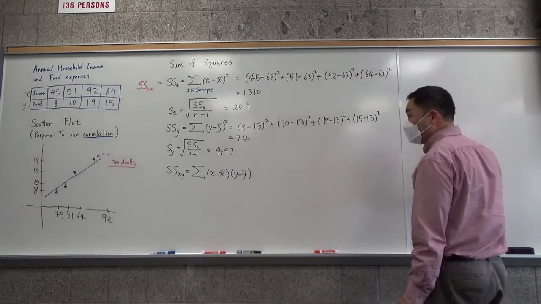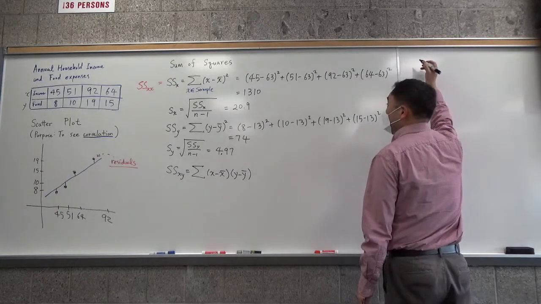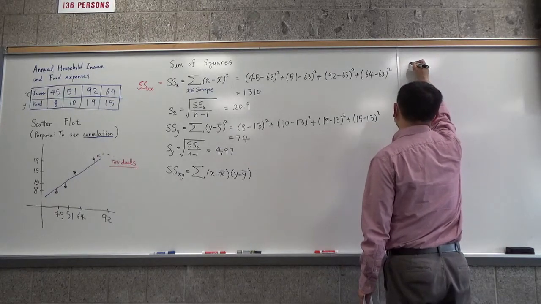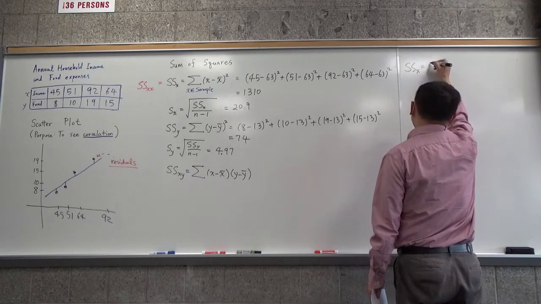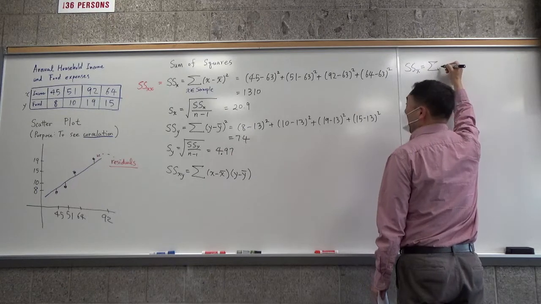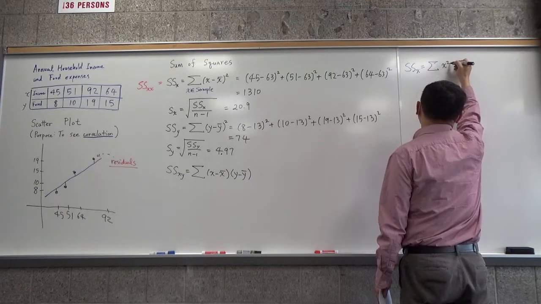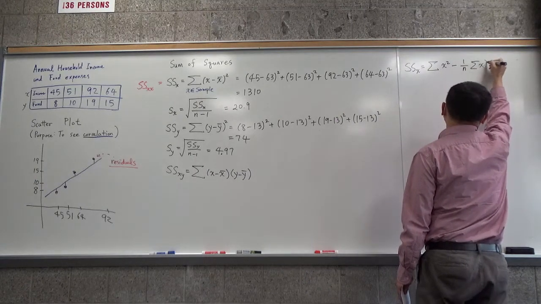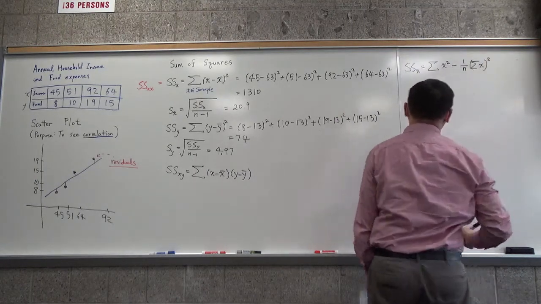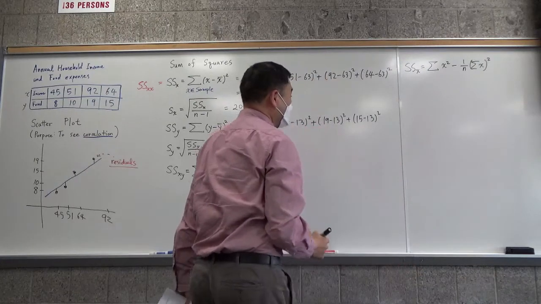What I want to show you is the following: that SSX is actually the same as the sum of the squares, sum of x squared, minus 1 over n times the sum of x, squared. So let me give you a proof for that.